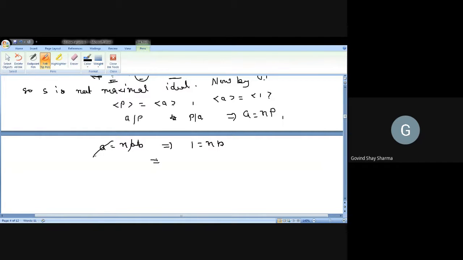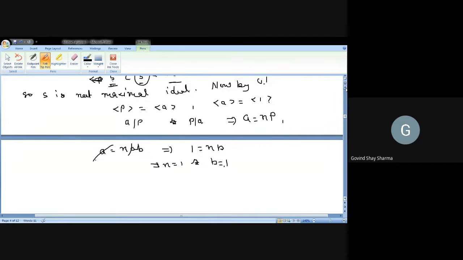That implies n is equal to 1 and b is equal to 1, because these are integers, and the multiplication of two integers is 1 only when both are 1. Okay, here we take it again, I will explain the concept again.